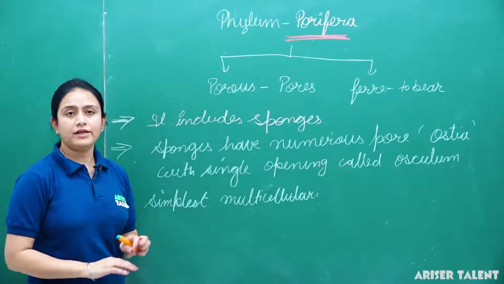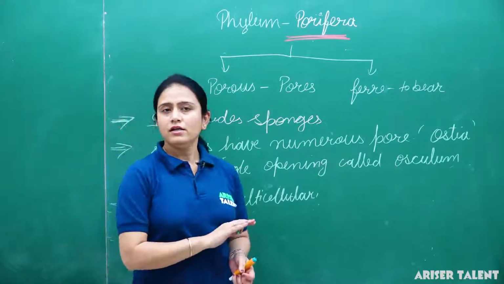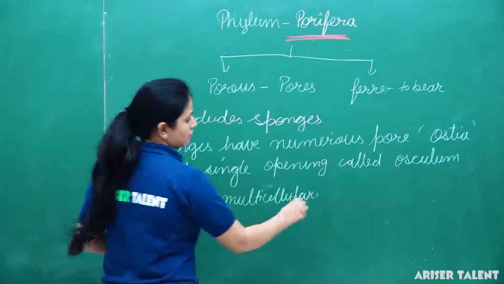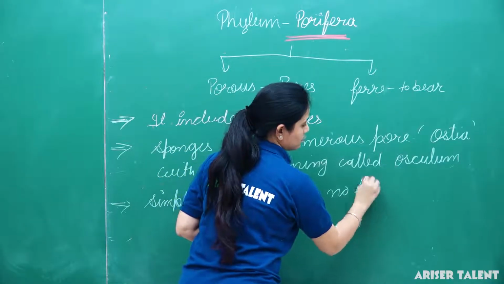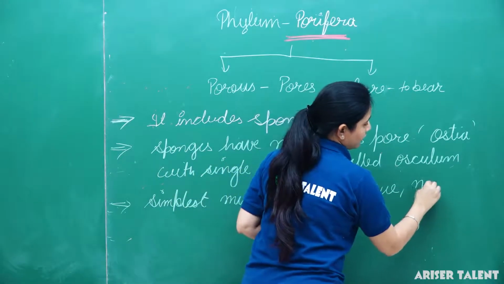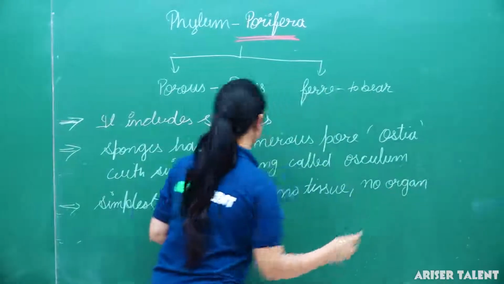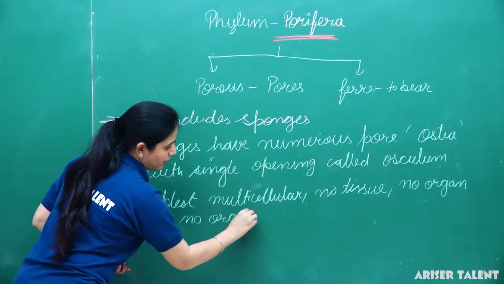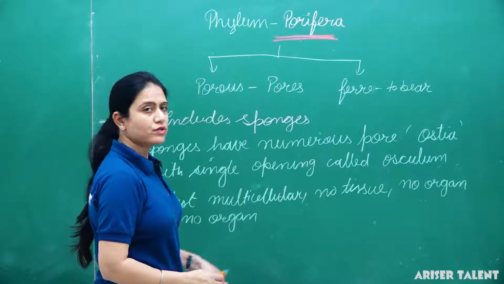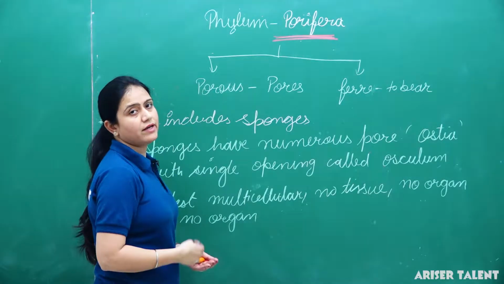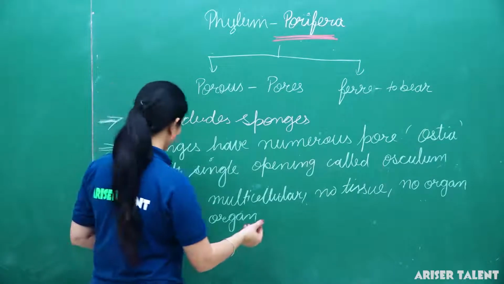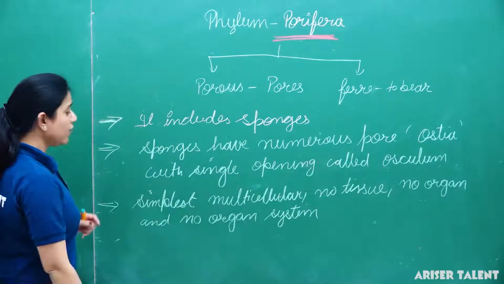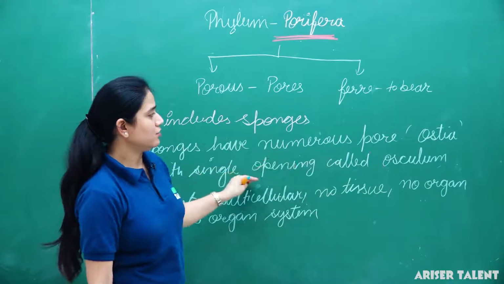They do not have any tissue. If no tissue is there, definitely no organ will be there. If no organ is there, then they cannot have an organ system. No tissue, no organ, and no organ system. As we all know, tissues make organs and organs together make an organ system. If tissue is absent, then definitely no organ and no organ system would be there. Clear?